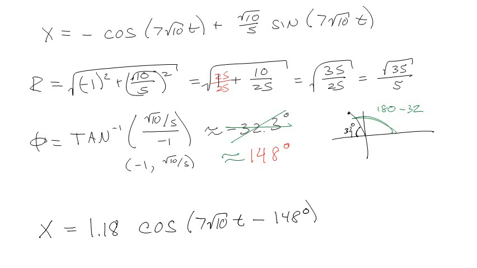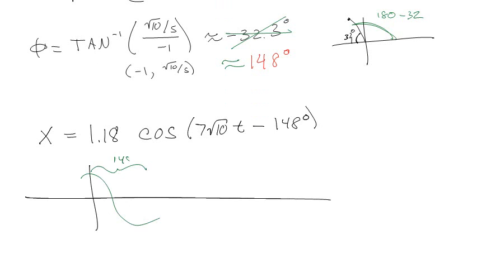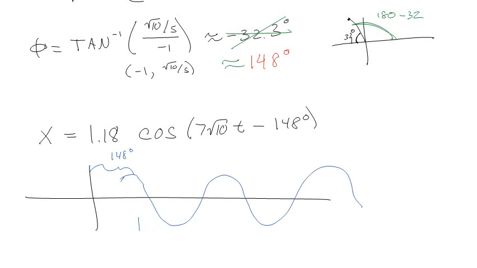So what's really cool about this is if I have this now, I can actually plot this right away. So I know that cosine is normally supposed to look like this, but it's been shifted to the right 148 degrees. So it actually no longer looks like that. It's actually going to look like this, because I've actually, well, not quite past the 180, because this would be a 180 degree shift, so it's really going to be like here. So now it's going to look like this, and something like that. And I know the height is going to be 1.18.